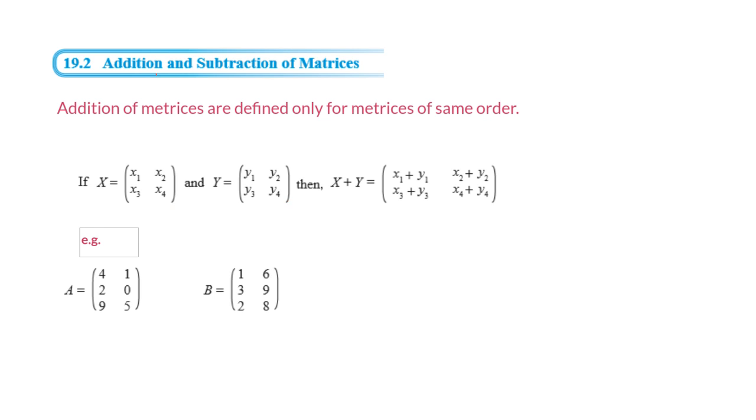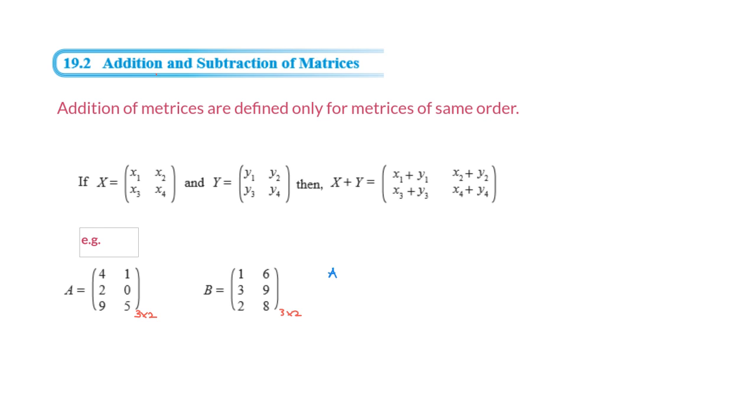Let's see one example here. You have A, 4 1, 4 1, 2 0, 9 5. You have B, 1 6, 3 9, 2 8. Let's see the order here. We have 3 rows, 2 columns. Order is 3 by 2. And this is also 3 by 2. Same order, so we can add these two matrices.